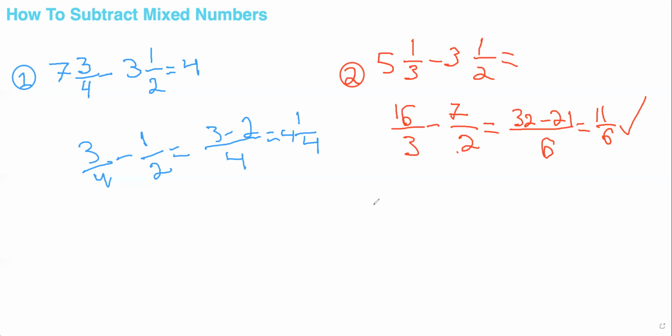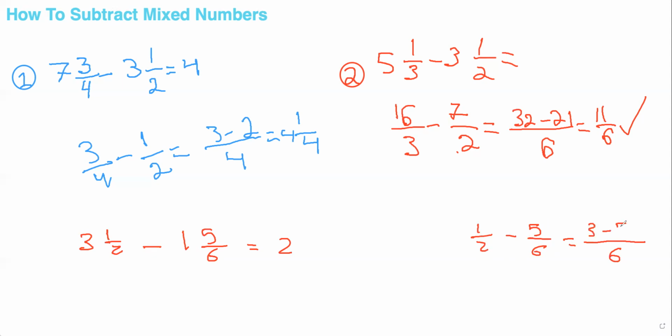I'll show you another trick as well. If you're good with integers, if 3 and 1/2 minus 1 and 5/6, what you could do, you go 3 minus 1 is 2, and then you take the 1/2 minus 5/6. The common denominator here is 6. 6 divided by 2 is 3. 3 times 1 is 3. And then your minus 6 divided by 6 is 1. 1 times 5 is 5. And you get 3 minus 5, which is -2 over 6. If you reduce this, it is -1/3.